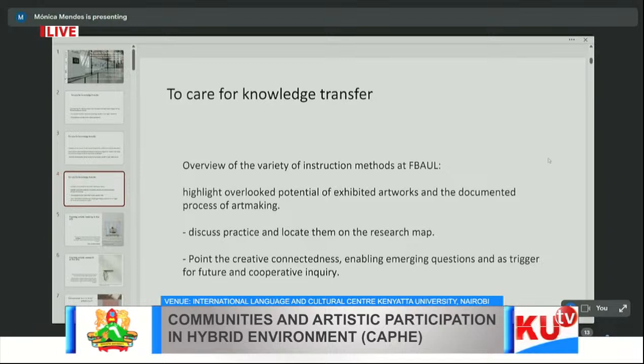And for that, we are bringing a couple of case studies which will give you an overview of the instruction methods at FBAL, highlight the overlooked potential of the exhibited works that sometimes are not so highlighted, and document ways of the process of making. We also try to show you how this can be discussed in terms of practice, and locate them on the research map. These case studies also point to creative connectedness, enabling emerging questions and triggers for future and comparative inquiry.